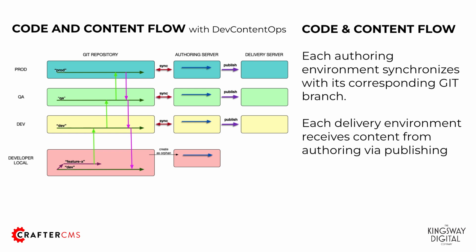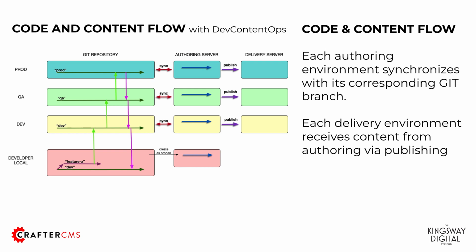So we can see here that each authoring environment synchronizes its content and code with a Git branch, and each delivery environment receives that content from the corresponding authoring environment via a publish. There are no vertical arrows on the CMS systems or anything fancy happening over there at all. All of the cross-environment work is happening through Git using standard branching models. So this is the heart of the system here.